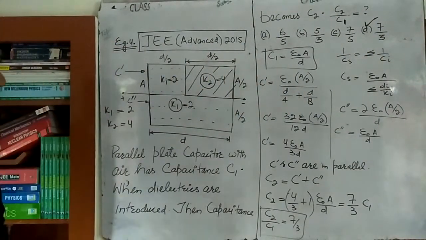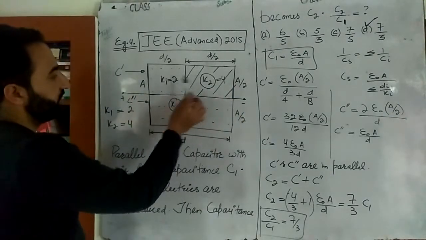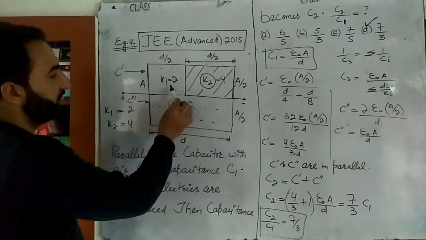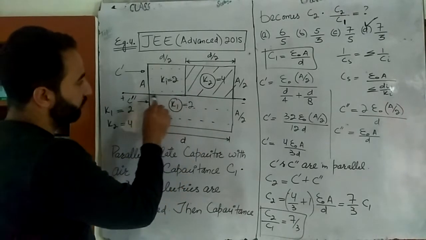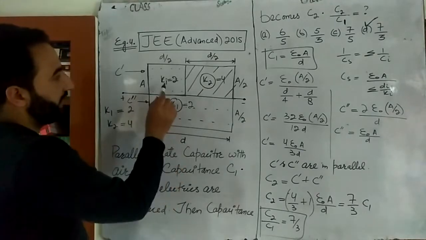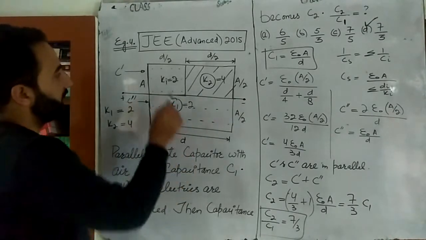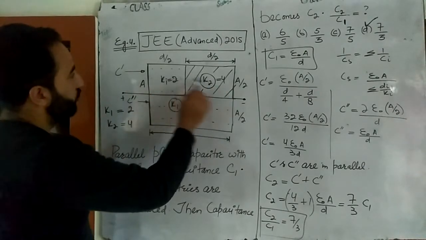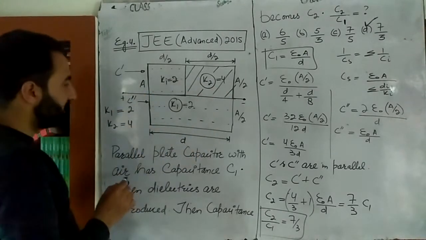Okay, again I will revise it. You concentrate on this problem. This is one plate and this is another plate. Two dielectrics are introduced. Then I will divide into two. So I will draw a line here. That means now this and this are connected in series, and then connected in parallel with this. So I will calculate the equivalent capacitance of this portion, that's C prime. Then the capacitance of this is C double prime or C double dash.